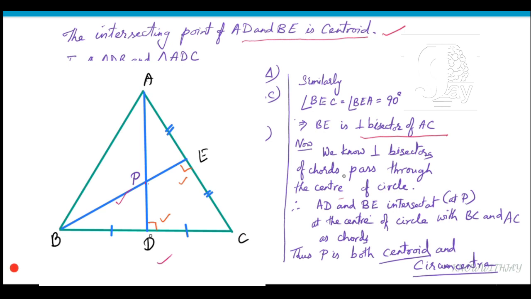Now since they are the perpendicular bisectors, suppose BC and AC are the chords of the circle. We know perpendicular bisectors of the chords pass through the center of the circle. So if AD is the perpendicular bisector, it has to pass through the center, and BE also passes through the center. So they meet or intersect at P, so P becomes the center of the circle with BC and AC as chords. Thus P is both centroid, because it's the meeting point of the medians, and also circumcenter, because it's the meeting point of the perpendicular bisectors.